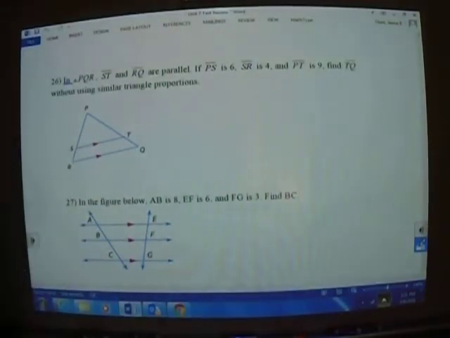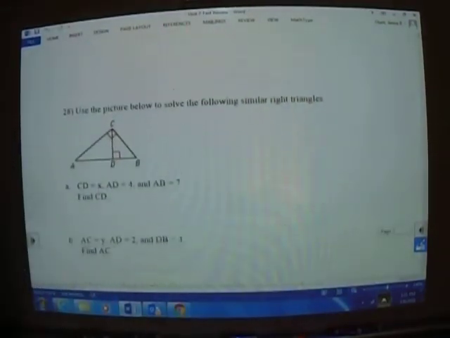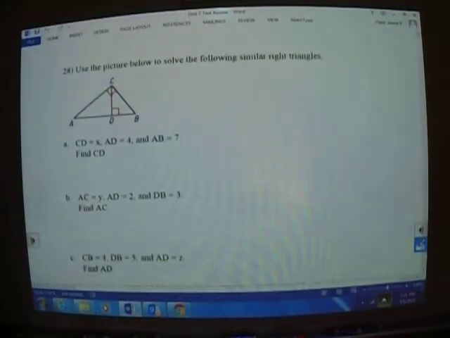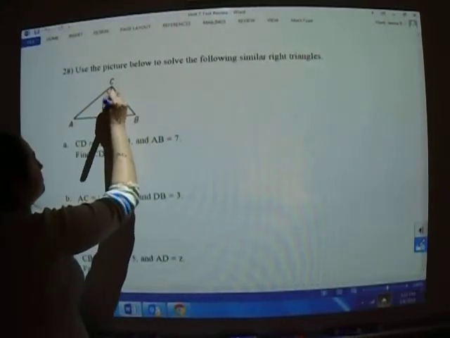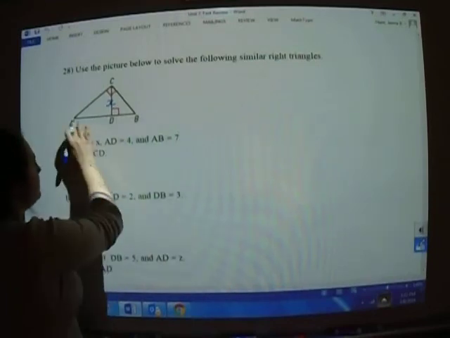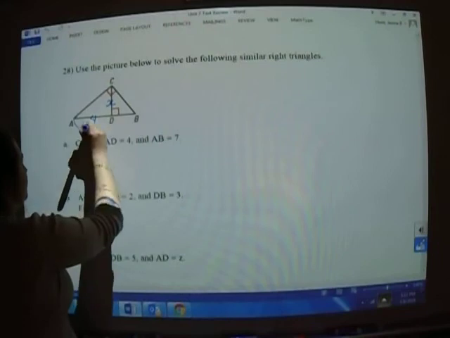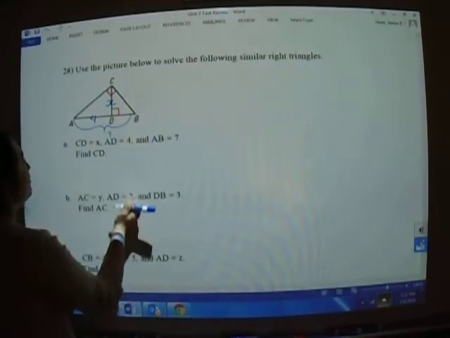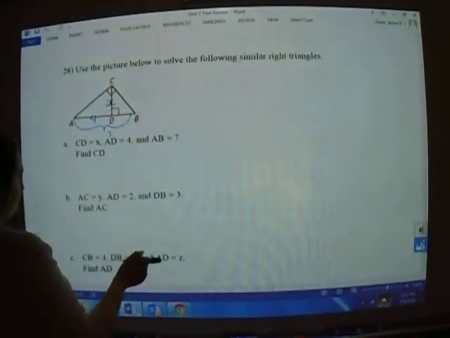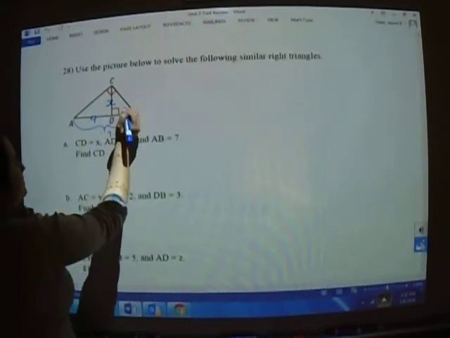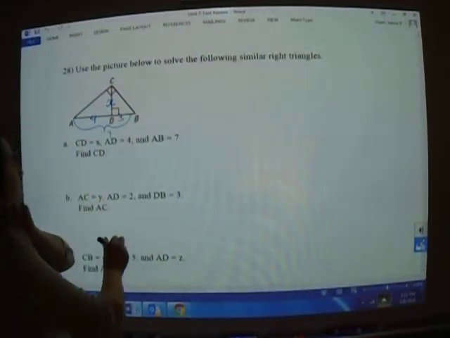Okay guys, we're on the last problem, so bear with me a little bit longer. 28. Use the picture below to solve the following similar right triangles. So for A, if CD equals X, AD equals 4, and AB equals 7, that's this whole thing right here, find CD, so find X.